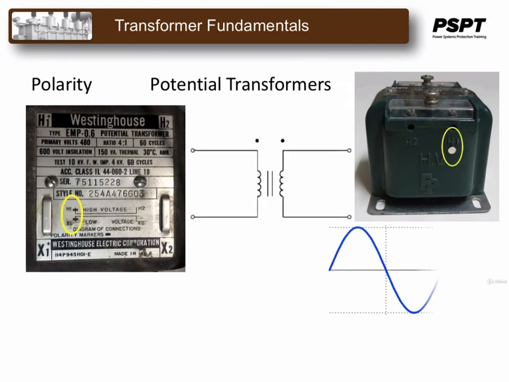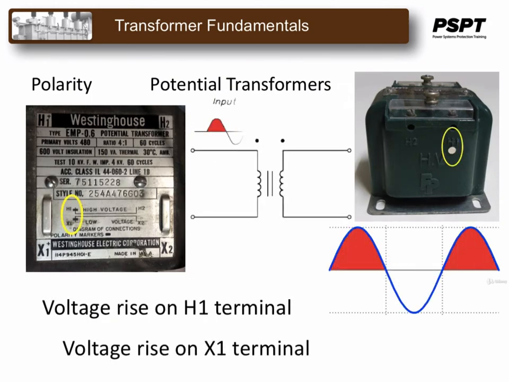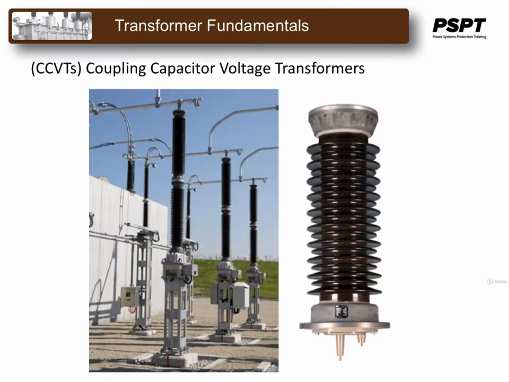We will also be looking at potential transformer polarity as well, and we will see again how they are marked and how we can predict the polarity of the secondary of potential transformers with respect to their primaries. We're also going to, before leaving instrument transformers, look at coupling capacitor voltage transformers, because they are a little bit different than others, but they're very prevalent out there, so we will have a look at them as well.